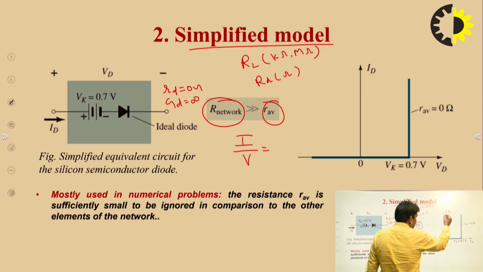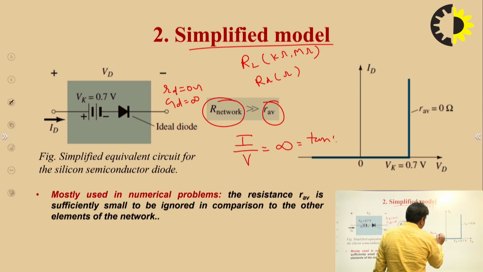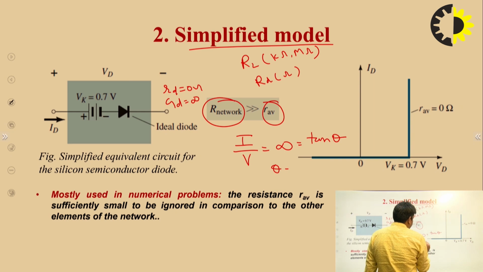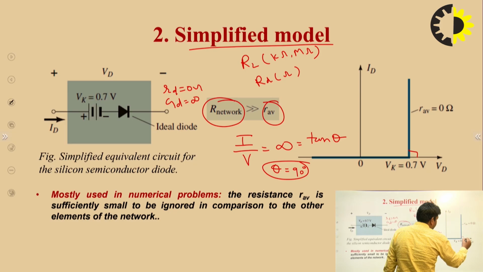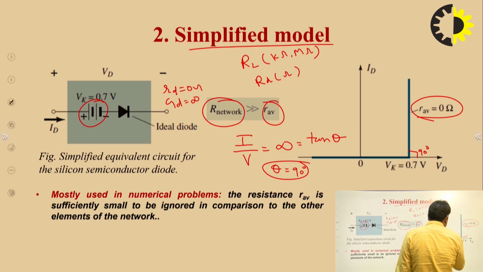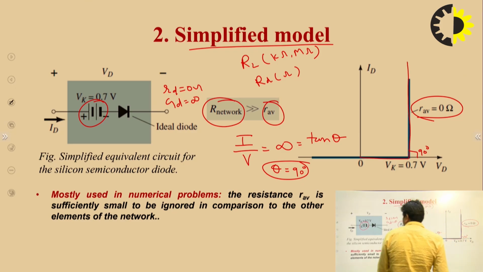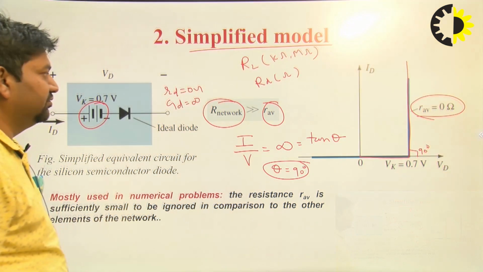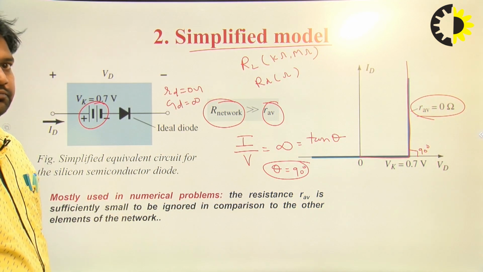Then the I upon V ratio is infinity. That means tan theta is equal to infinity, so theta is equal to 90 degrees. So that means it makes a slope of 90 degrees if the average resistance is 0. And this is the cut-in voltage 0.7 for silicon. So the simplified version is 0.7, with a huge current flowing in that particular direction. Thank you.